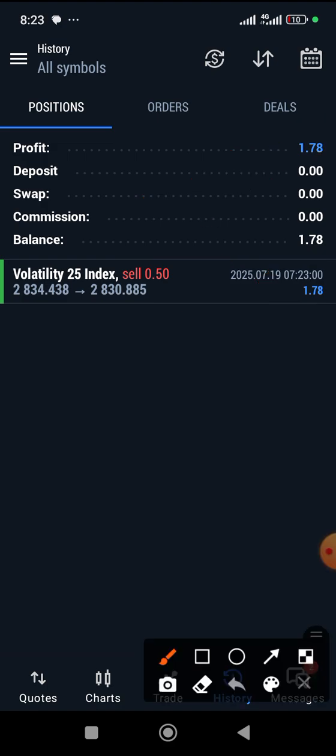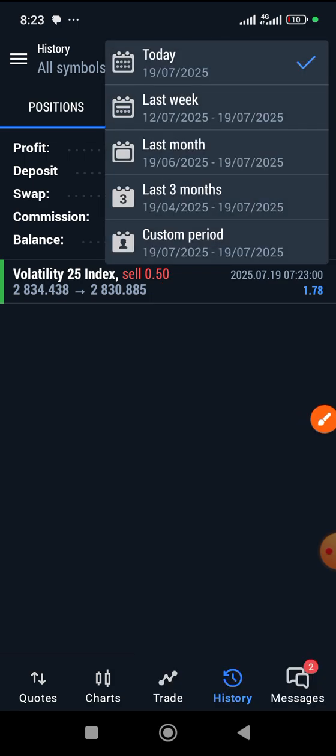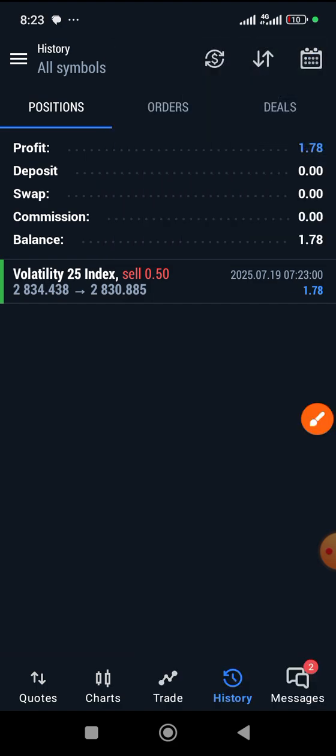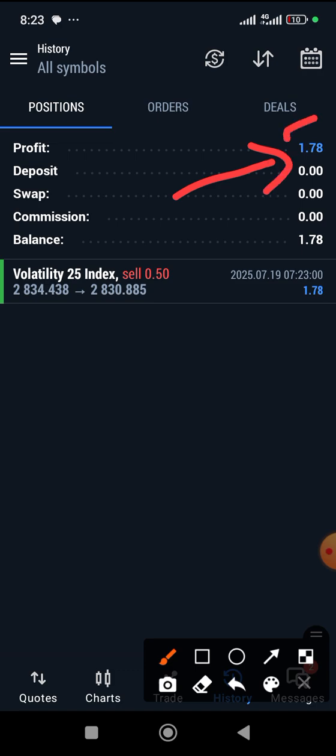What you see at the top is the total profit that you have made for a range of time. It could be only today, it could be from last week, depending on how you set it by clicking on this button at the top right corner of your screen, and then you set the duration. You can set from last week, from last month, last 3 months. You can even set a custom period. As you can see, it's currently at today, so the total profit you see at the top is for today.